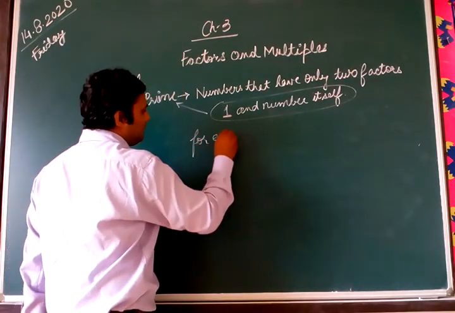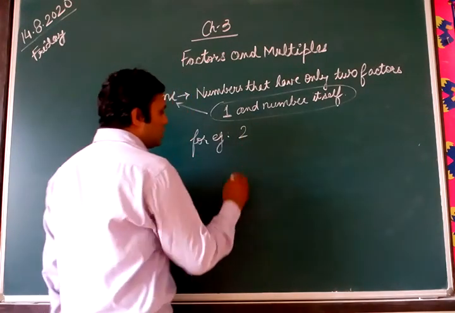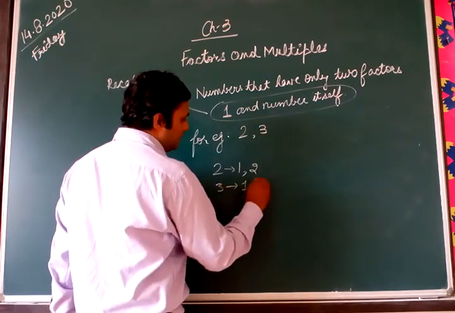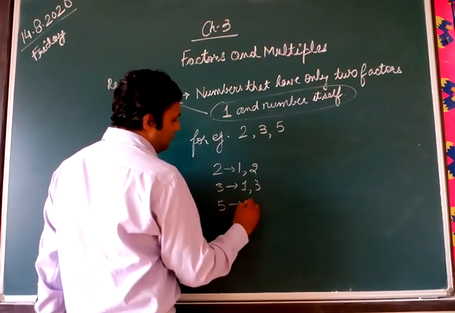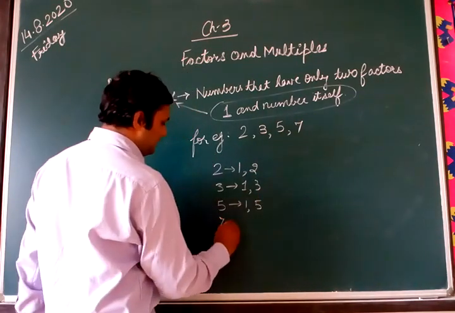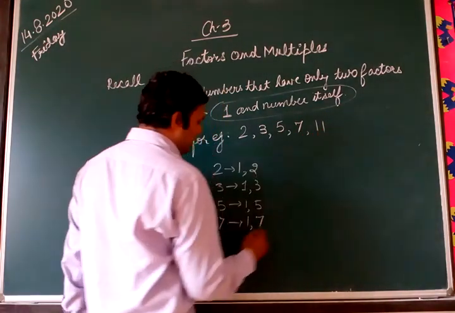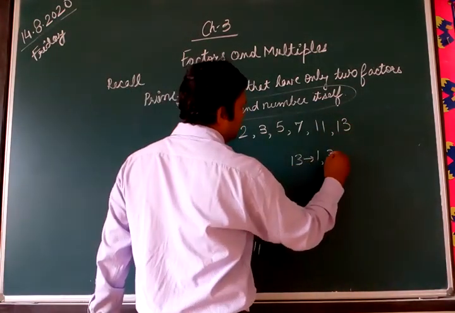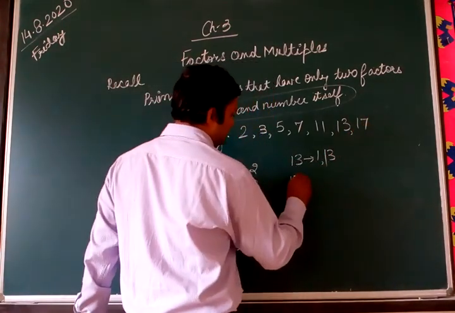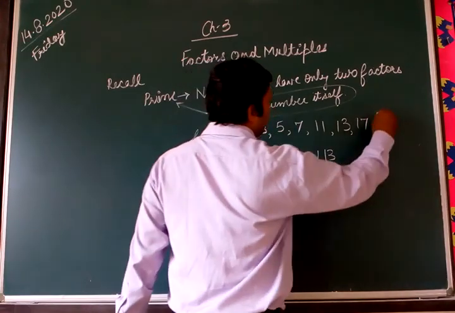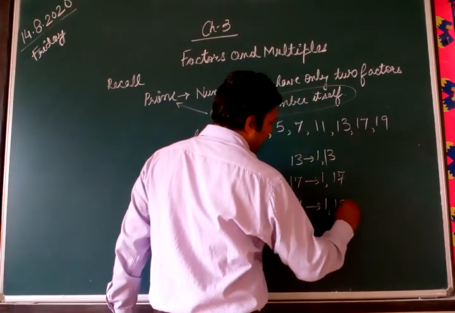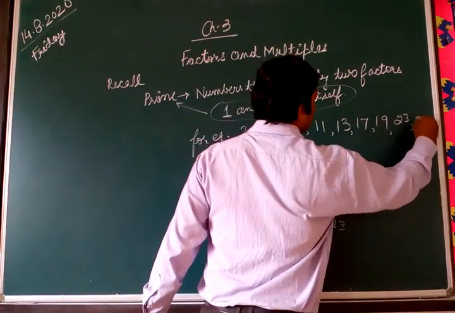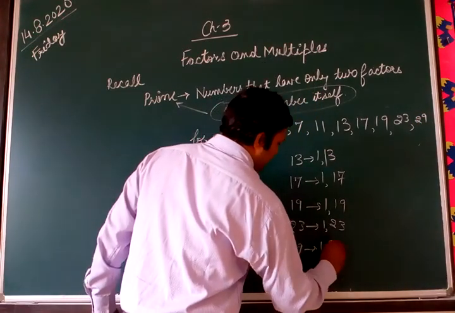For example, 2. How many factors does 2 have? 1 and 2 itself. 3 has two factors, 1 and 3. 5: 1 and 5. 7: 1 and 7. 11: 1 and 11. 13: 1 and 13. 17: 1 and 17 itself. 19: 1 and 19. 23 has 1 and 23 itself. 29: 1 and 29, and so on.